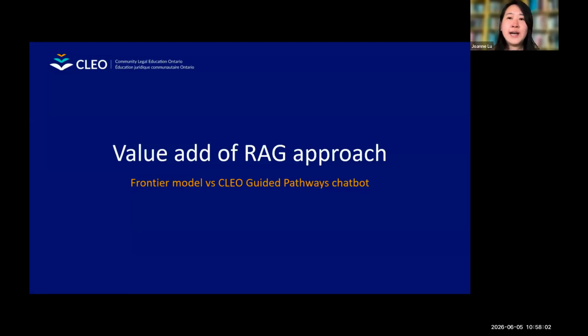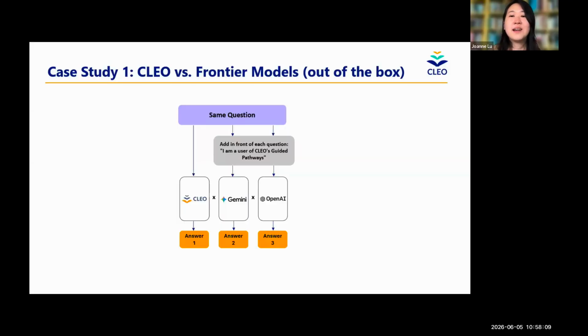So what is the value add of using a RAG approach? Why won't someone just use a frontier model that exists today? Isn't it easier? So we did this thought exercise where we wanted to see how we compared versus what was out there, because organically a user might go on Google, they might have a question, and the first thing they do is go on ChatGPT.